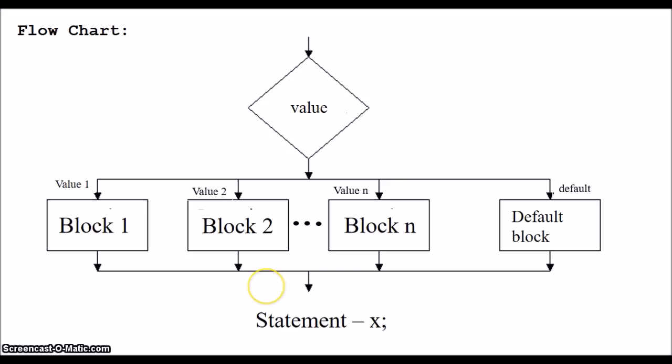Let's check the flowchart. Here the value is what we are going to check for the condition. If the value is value 1, then block 1 will be executed. If it matches with value 2, block 2 will be executed. If it matches with value n, then block n will be executed. So we can have any number of case values in a switch statement. If none of the values are matched, then the default block will be executed. And then, as usual, the program execution continues from statement X.